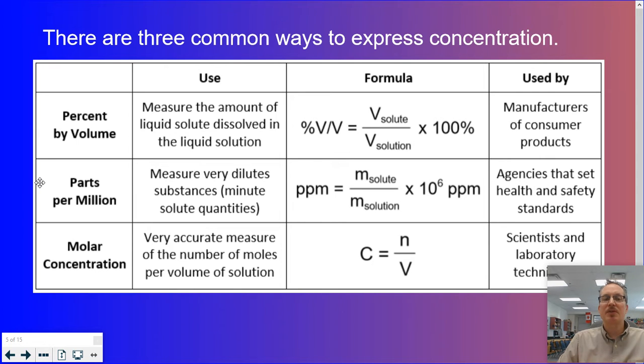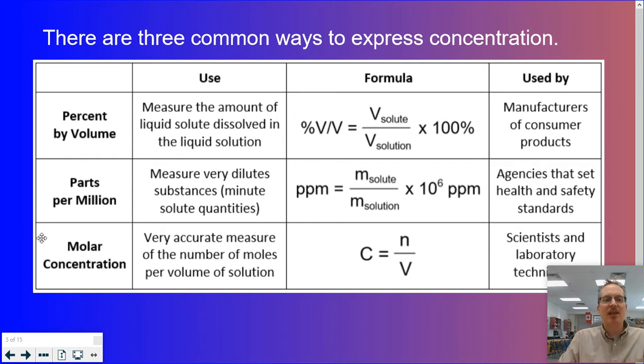We're also going to look at parts per million. And then in a future video, we're going to look at molar concentration. The differences between these are actually rather large. For percent by volume, we are looking at a liquid solute being dissolved in a liquid solution. For parts per million, we are looking at very, very minute solute quantities, very small amounts. This is the stuff we look at when possibly health agencies are involved.